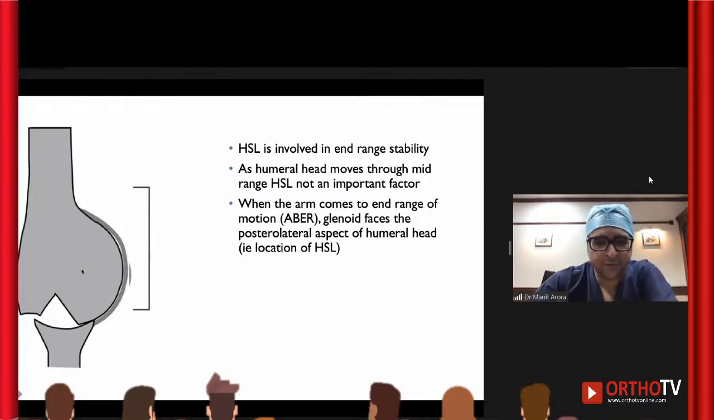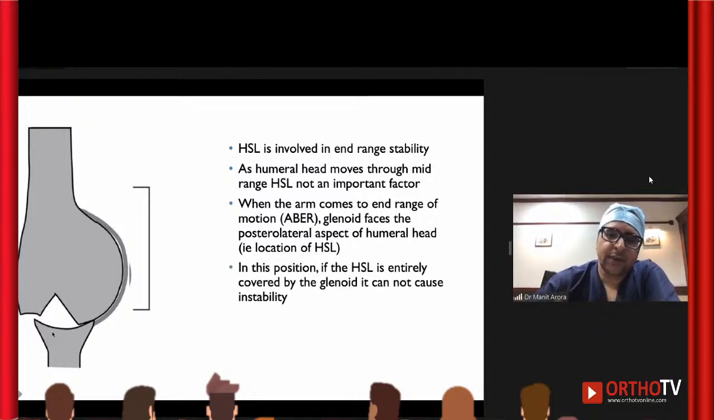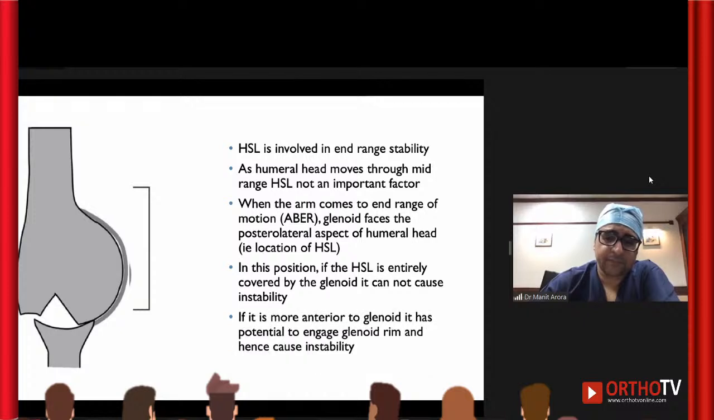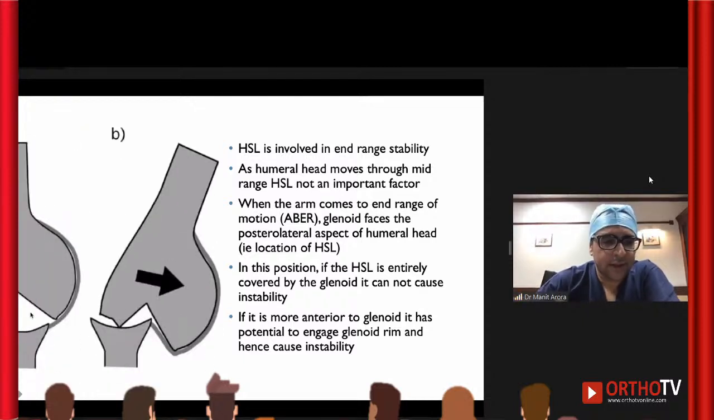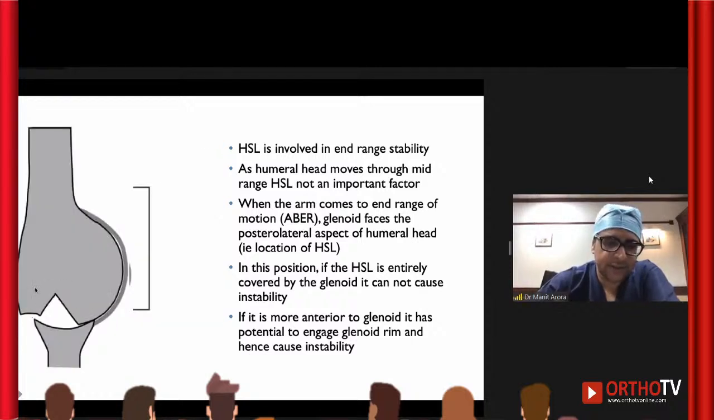Now in this end range of motion, that's really where we want to assess the Hill-Sachs and its relation to the glenoid proper. In this position, if your Hill-Sachs isn't entirely covered by the glenoid, it cannot cause instability. If it's more anterior to the glenoid, it has the potential to pop out, engage with the glenoid rim, and cause instability. So if you look at the previous image, you can see the Hill-Sachs defect is completely covered by the glenoid in the end range of motion, and hence it's not going to engage.